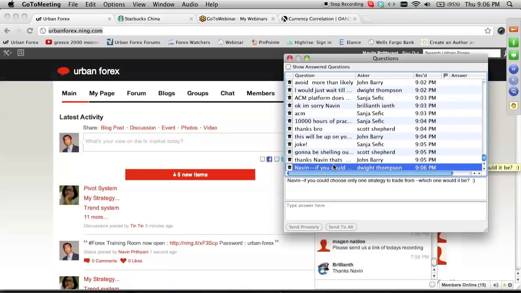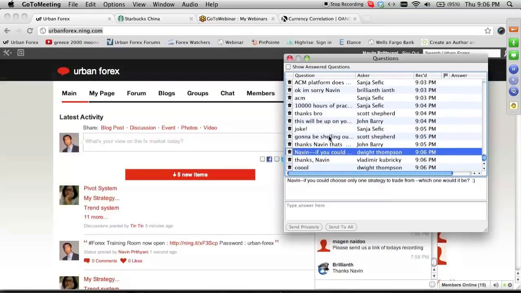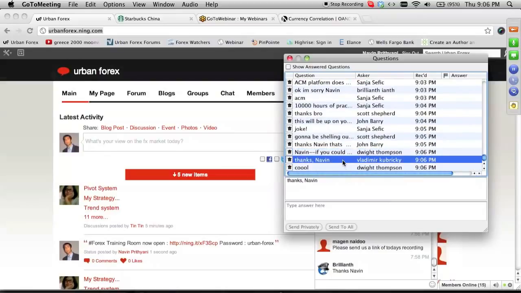And Dwight, Naveen, if you could choose only one strategy to trade from, which one would it be? It would be this one, the one that I'm teaching you guys. And in fact, if any of you guys come up with a cool, catchy name for this strategy, I will publish it. I will give it a new name. Right now, it's just called Pro Trading Strategy. We will give it a new name if anybody comes up with anything.